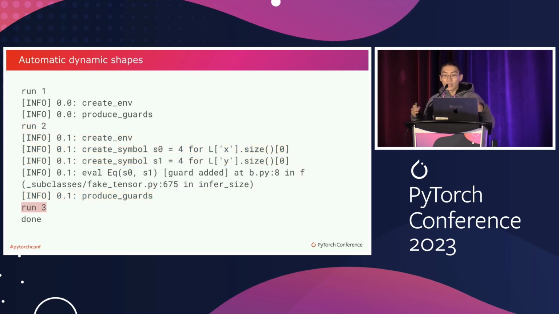And on the third run, we see no log messages at all because no compilation has happened. On the second run, we compiled a kernel that works for all sizes, and so on the third run, we just go ahead and use it directly.